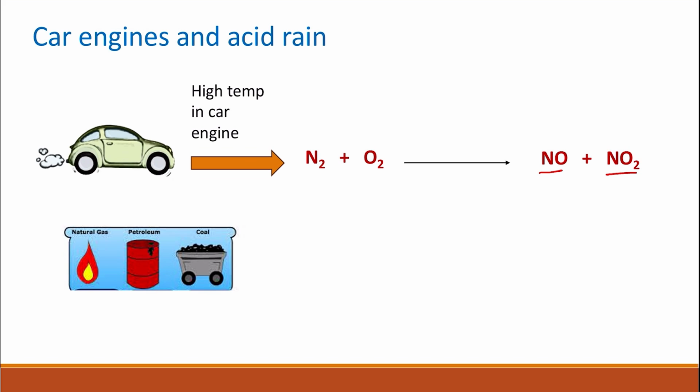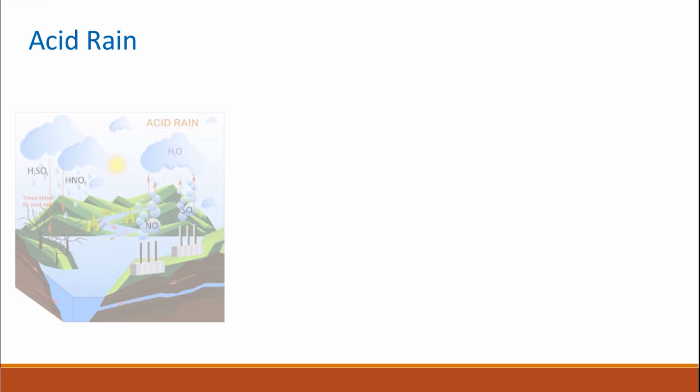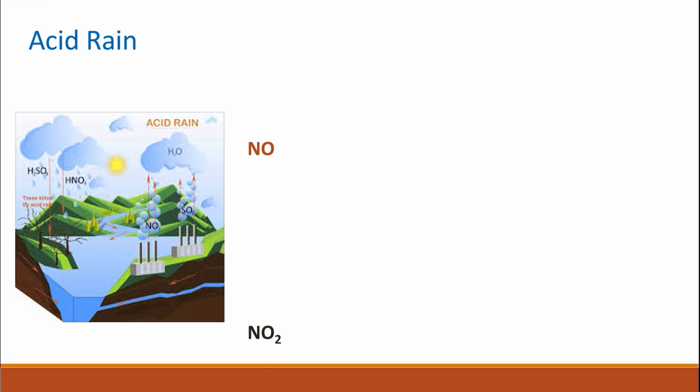Also, in addition to containing hydrogen and carbon, different hydrocarbons can also contain some sulfur. When they are burned, either in cars or from any other source, the sulfur in the hydrocarbon can react with oxygen from air, and that will give you sulfur dioxide. The acid rain comes from these oxides: nitrogen oxide, nitrogen dioxide, and sulfur dioxide.